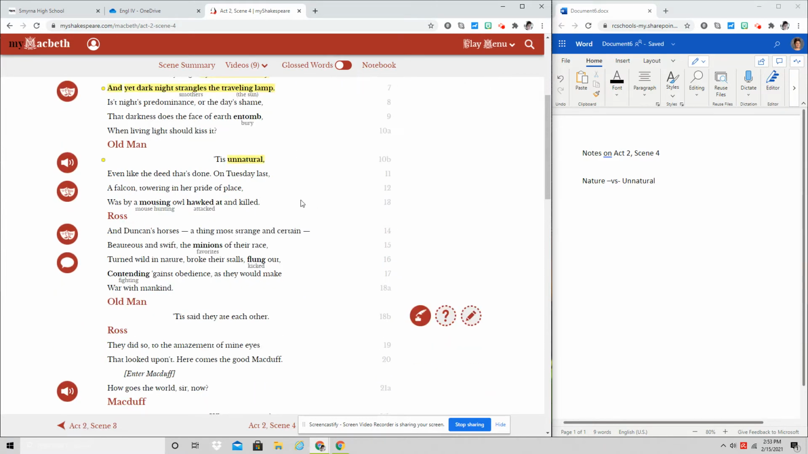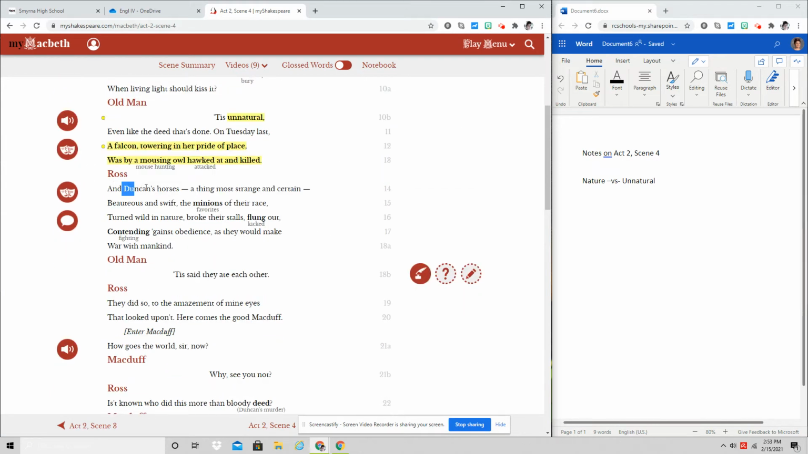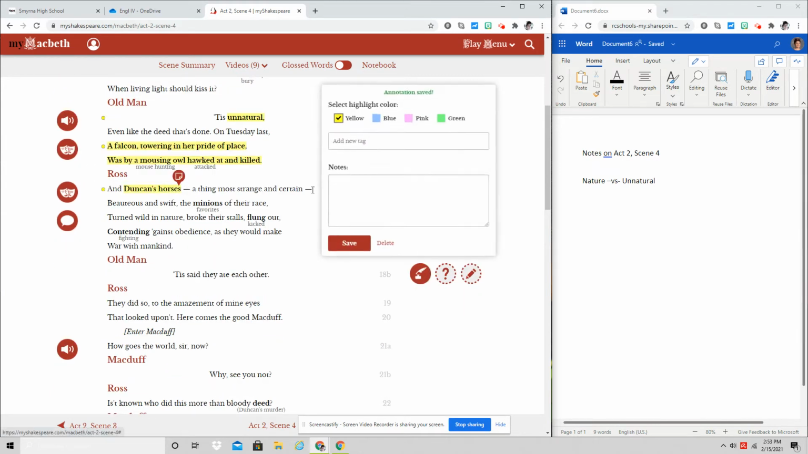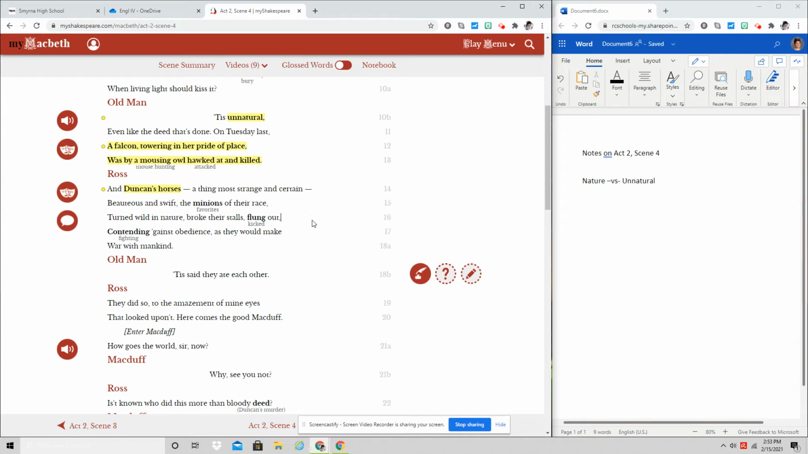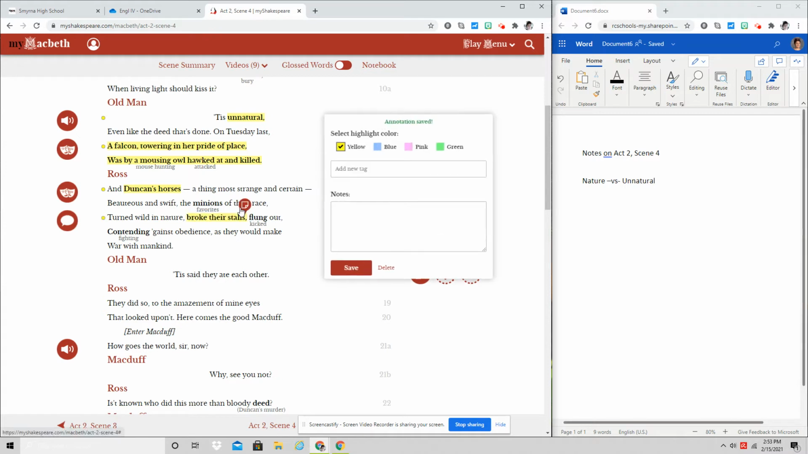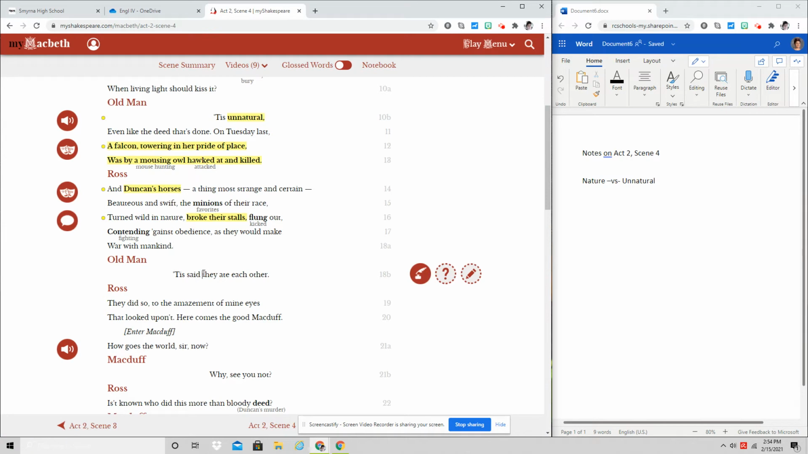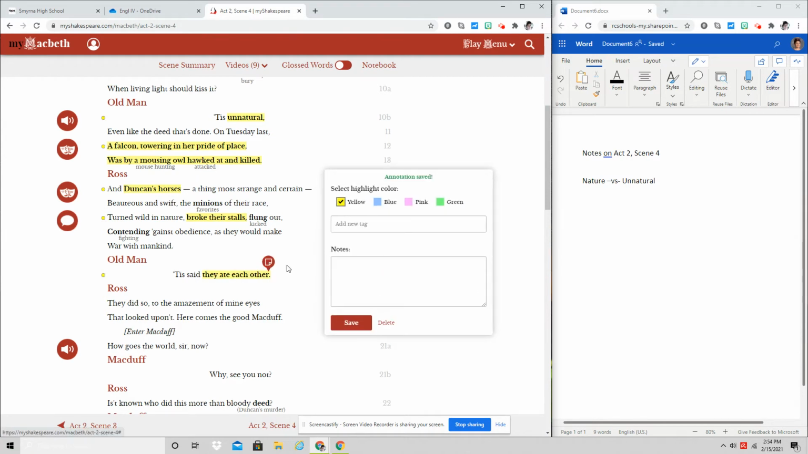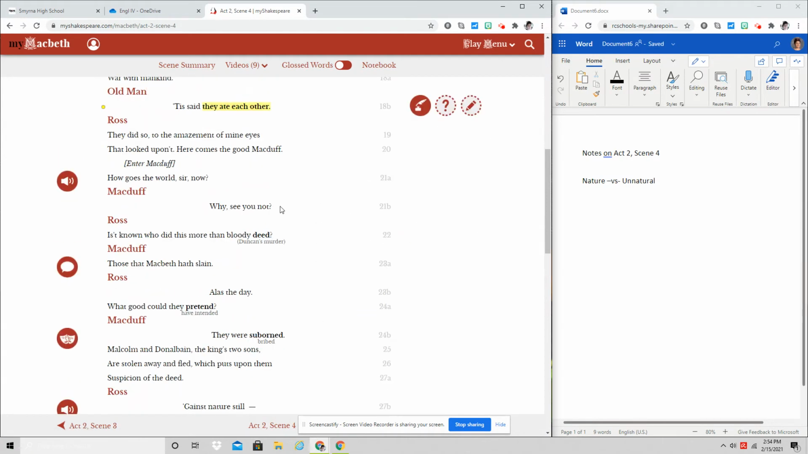On Tuesday last, a falcon, towering in her pride of place, was by a mousing owl hawked at and killed. And Duncan's horses, a thing most strange and certain, beauteous and swift, the minions of their race, turned wild in nature, broke the stalls, flung out contending gainst obedience, as they would make war with mankind. 'Tis said they eat each other. They did so, to the amazement of mine eyes that looked upon. Here comes the good Macduff.